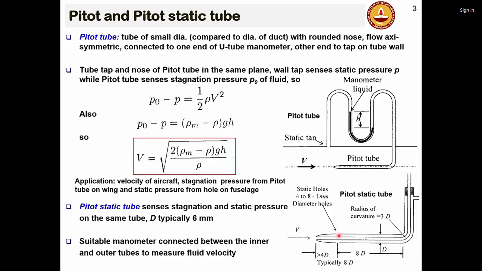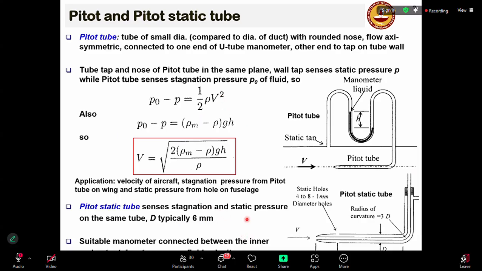Whereas we make a hole here, static pressure holes, which can be connected to basically the outer tube, which is connected through this outlet to another manometer. So essentially, you are measuring the static pressure, and you are also measuring the dynamic pressure. The difference between the stagnation pressure and the static pressure gives the dynamic pressure. The dynamic pressure is a function of density and velocity. From there, we actually predict what the velocity is.